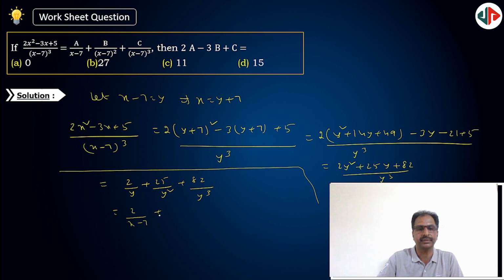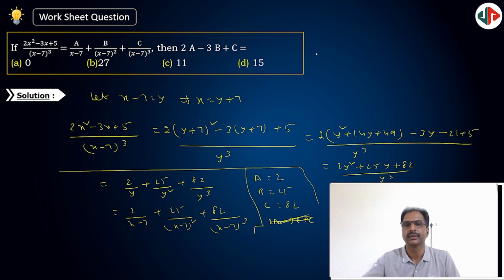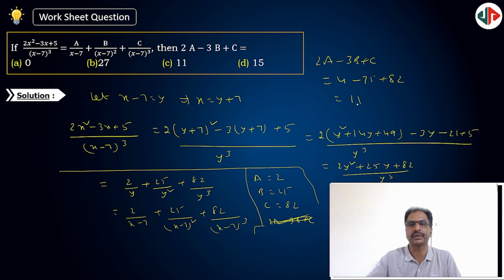So 2/(x − 7), 25/(x − 7)² plus 82/(x − 7)³. Now if you compare this with the right hand side, then a will be 2, b will be 25, c will be 82. Therefore 2a − 3b + c is equal to 4 − 75 + 82. 86 − 75, 11. Option C.